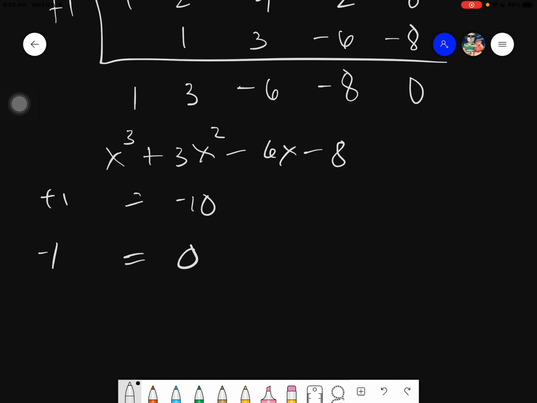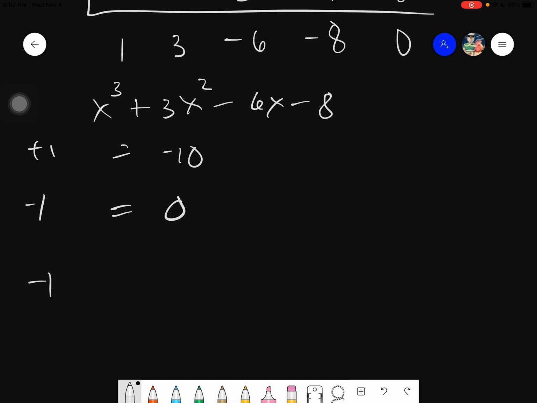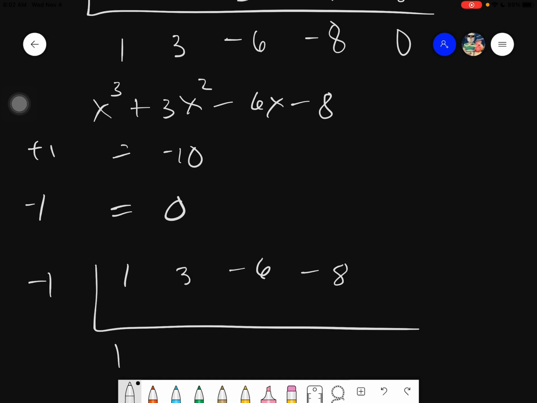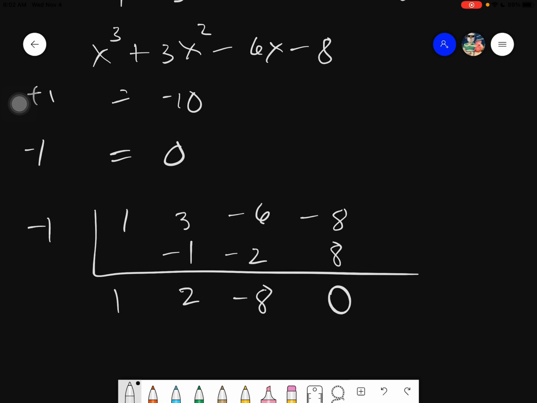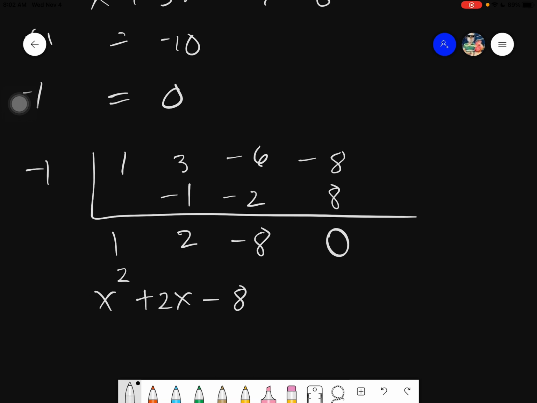So therefore, we will proceed again kasi that is already a 0. Okay? So this would be negative 1 divided by 1, 3, negative 6, and negative 8. We have 1, negative 1, 2, negative 2, negative 8, positive 8, and we have 0. Okay? Assuming that our answer is correct, we have x squared plus 2x minus 8.